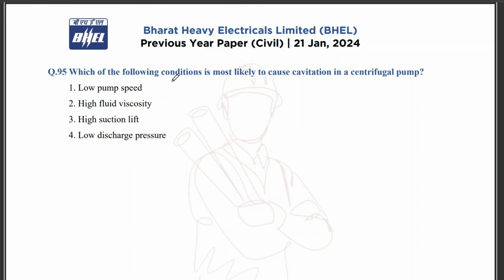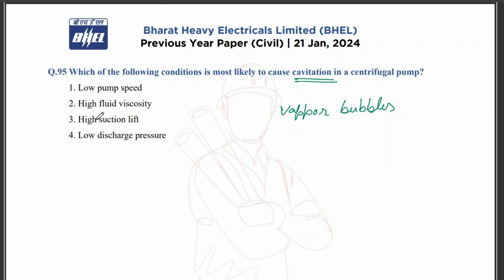95. Which of the following conditions is most likely to cause cavitation in a centrifugal pump? So cavitation in a centrifugal pump occurs when the pressure in the pump falls below the vapor pressure of the liquid, leading to formation of vapor bubbles. These bubbles collapse violently when they move to a higher pressure region, causing damage to impellers and reducing efficiency.